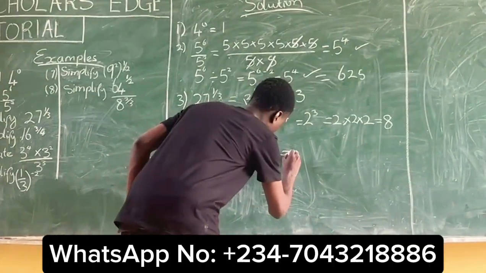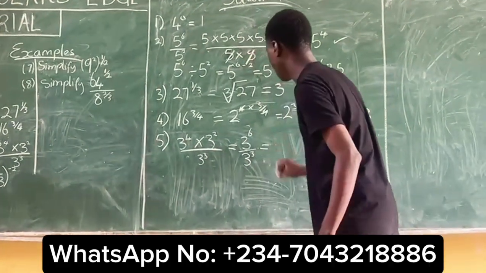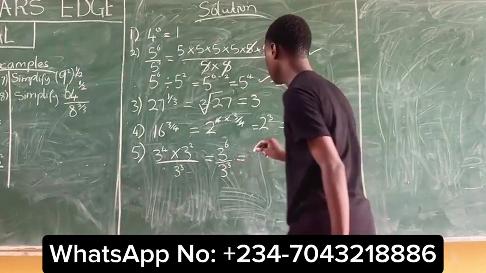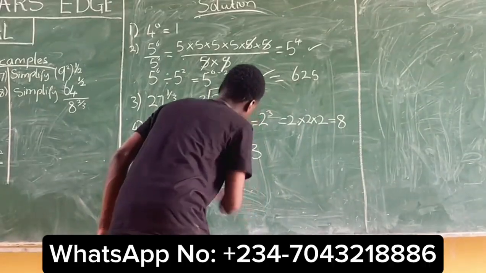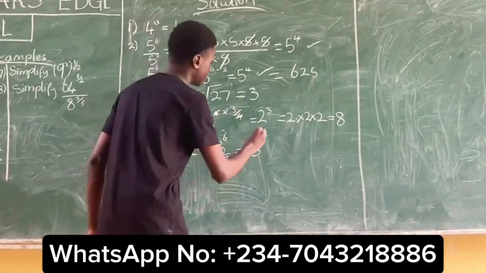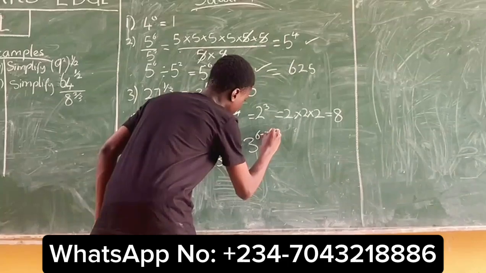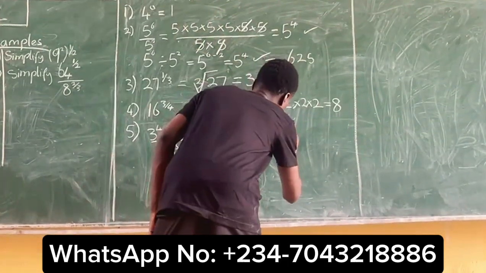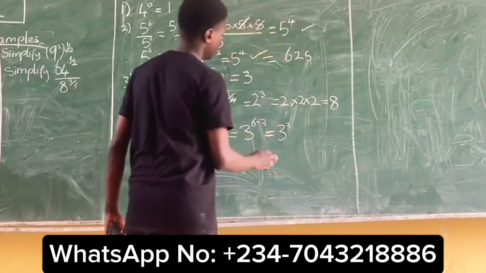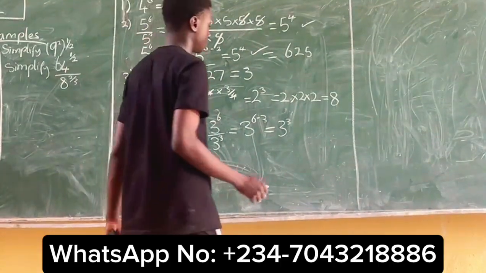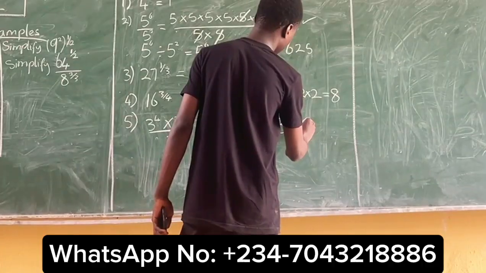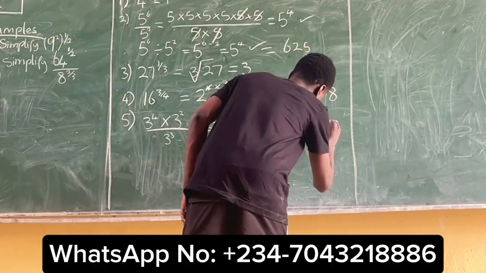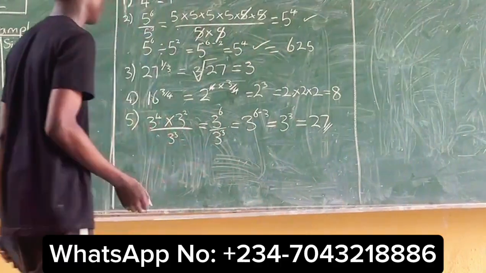Next thing we have this. We apply the division law, meaning this base and this base are the same. So we pick 1, which is 3, and then we subtract the powers. 6 minus 3 is 3, so we have 3 to the power of 3. 3 raised to the power of 3 equals 27. So we have 27 as our final answer.